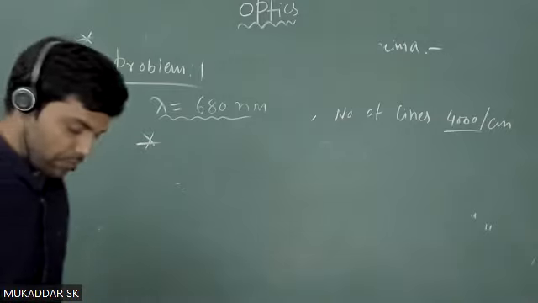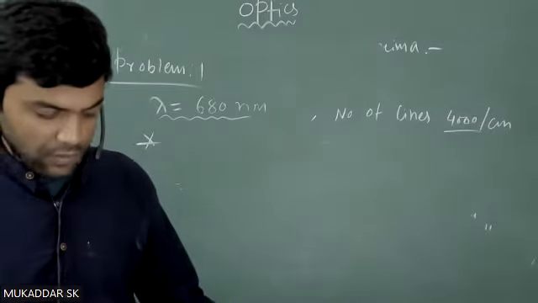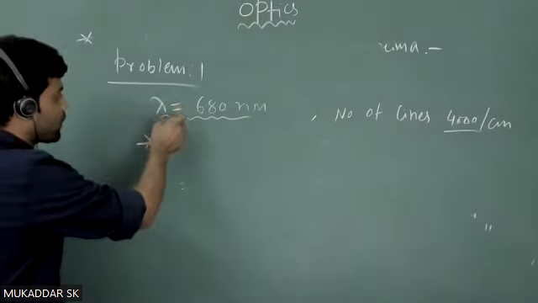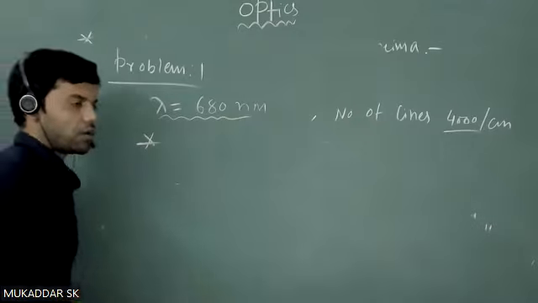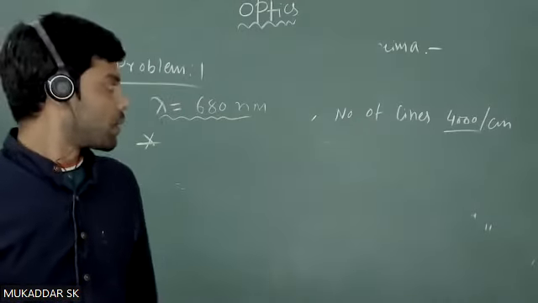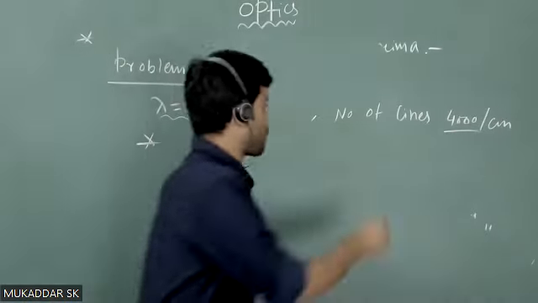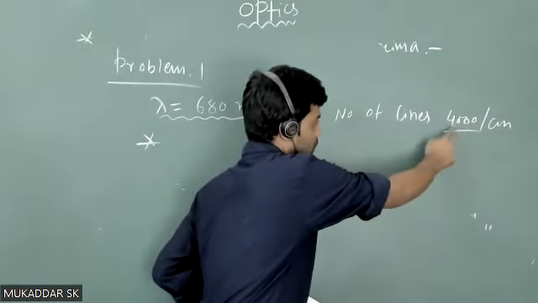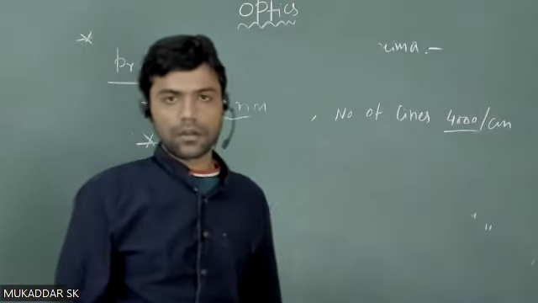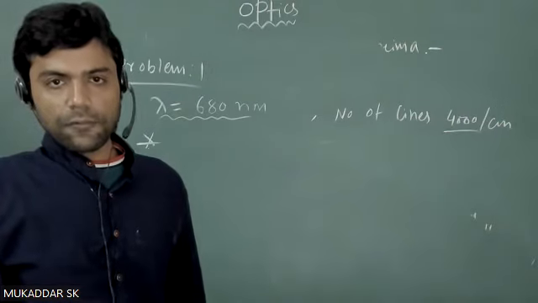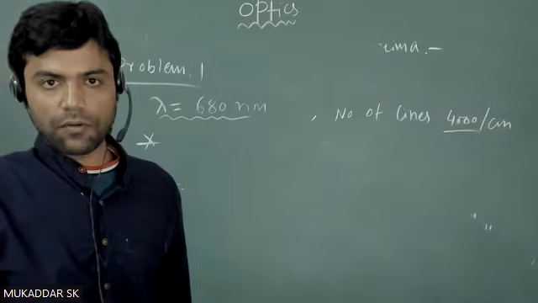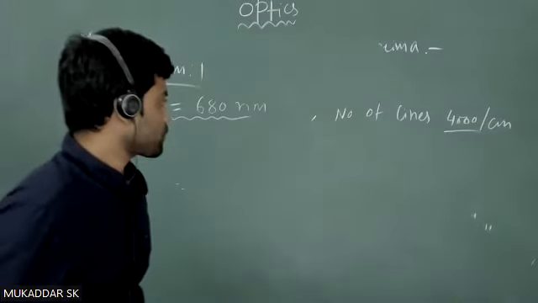So the problem is very simple, recently asked in JAM exam. They have used a laser source having wavelength 680 nanometer. That light falls normally on a grating, and that grating has number of lines 4000 per centimeter. So you have to calculate the diffraction angle for third order maxima.